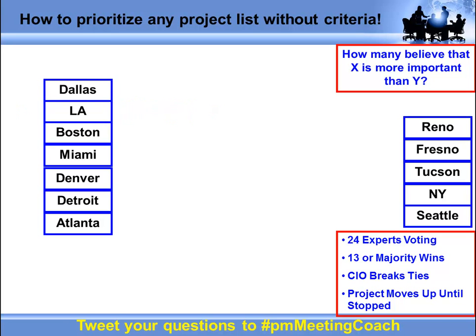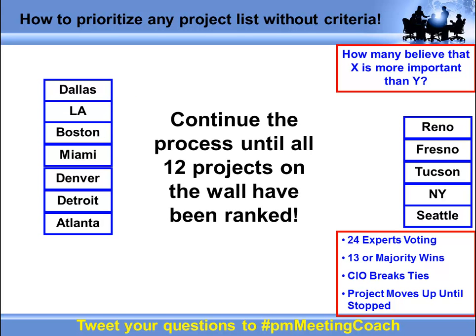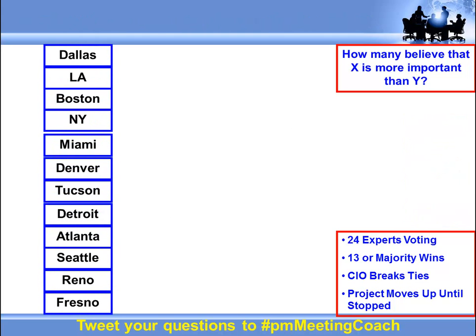All right, so you see how this works. What we do is we continue this process until all 12 projects on the wall have been ranked. So let's say we did this and all 12 projects on the wall are ranked. Now out of a list of 100 projects, we already know what the 12 most important projects are.